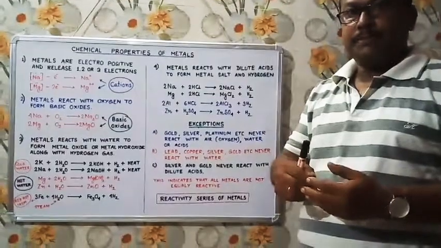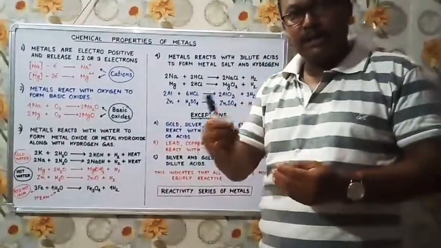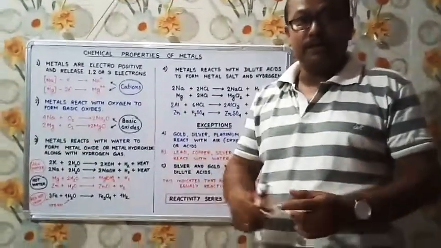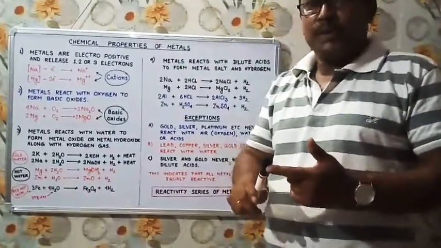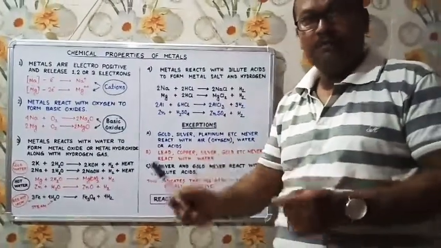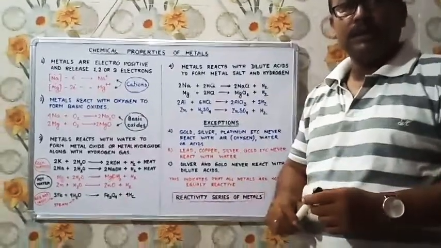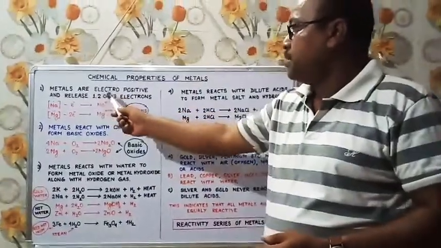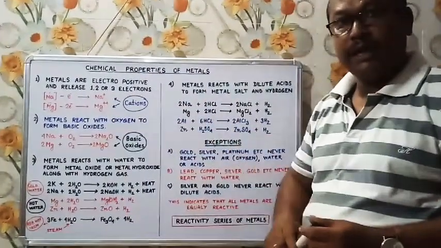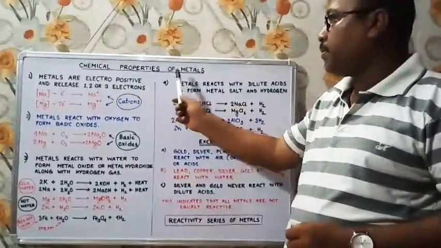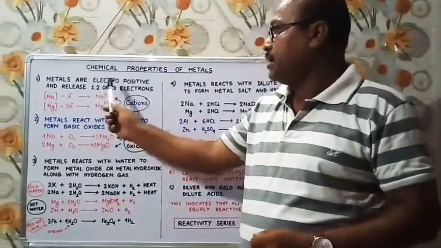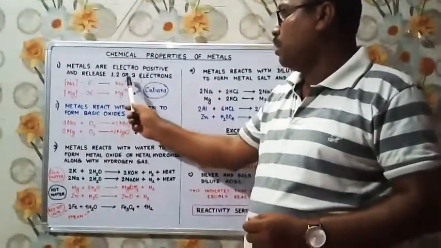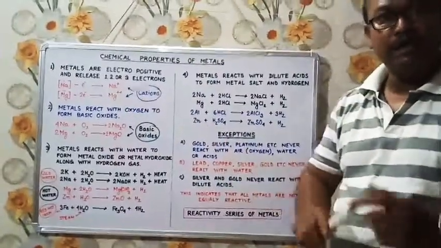It says that every element in their atomic state always tries to maintain 8 electrons in their outermost orbit to attain a stable electronic configuration. Metals always have 1, 2 or 3 valence electrons in their outermost orbit. In order to attain that stable electronic configuration, therefore, metals always release 1, 2 or 3 electrons. So the first chemical property of the metal is that metals are electropositive elements and they release 1, 2 or 3 electrons from their valence shell.